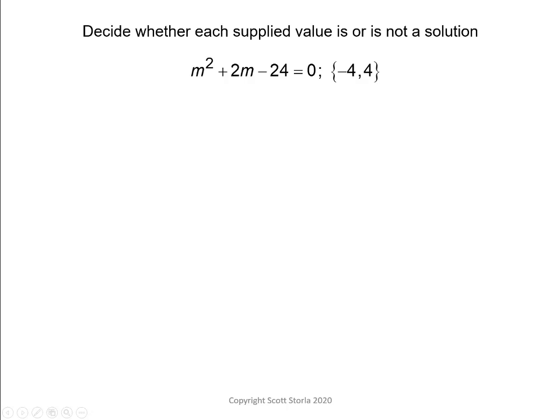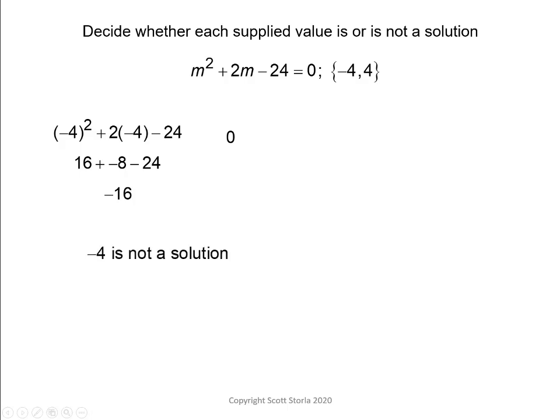See if both of these, or just one, or maybe neither one, are solutions. First, I'll evaluate -4 by substituting and simplifying. I get -16 on the left and 0 on the right, so -4 isn't a solution. Now I'll try 4. This time I do get 0 on the left, and so 4 is a solution.